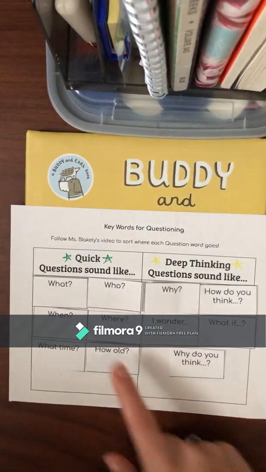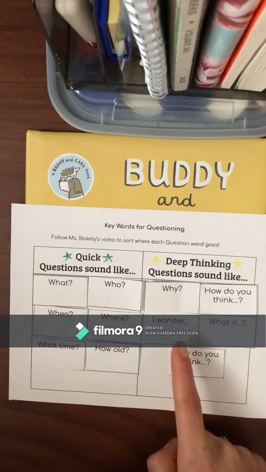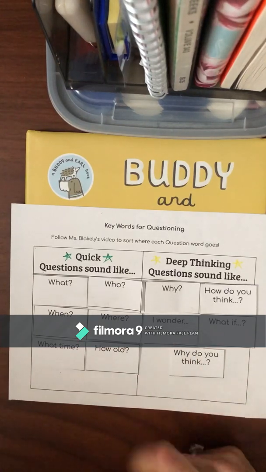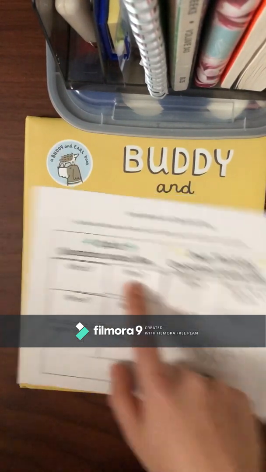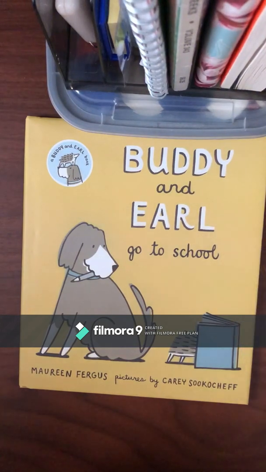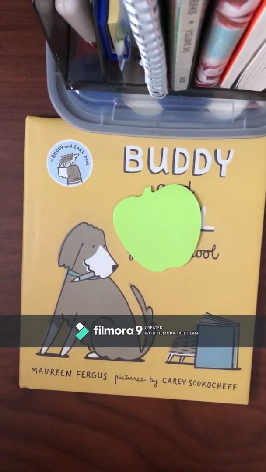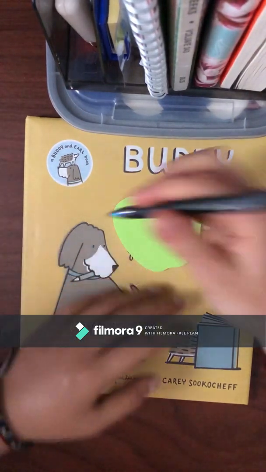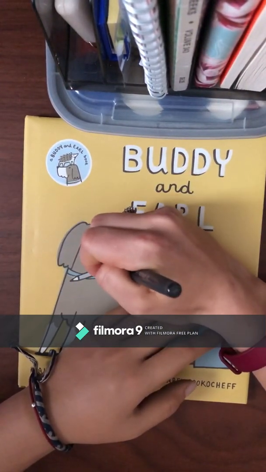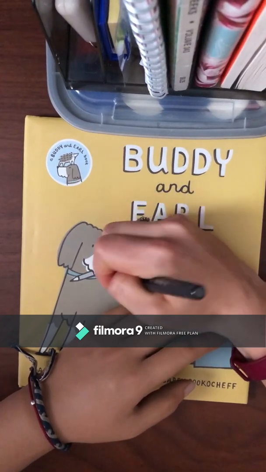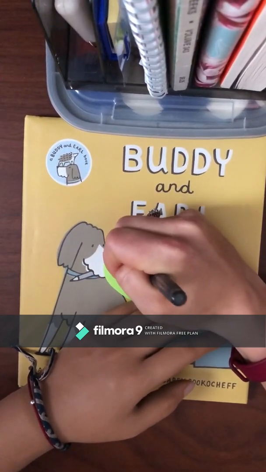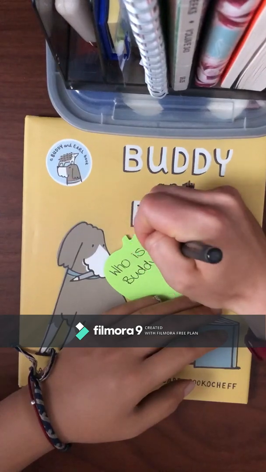Now, is that a quick question or a deep thinking question? That's a quick question. Who are Buddy and Earl? Because I know that I'm going to be introduced to them in the story, but I am going to record it down on my green sticky note, and my green sticky note represents a quick question. So I'm going to write, who is Buddy and Earl?